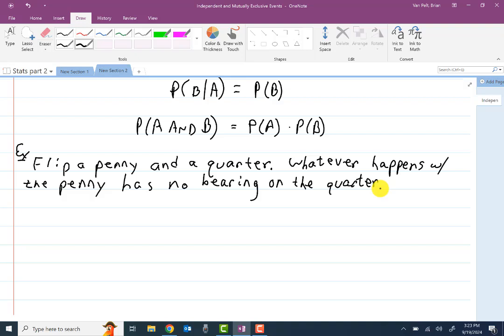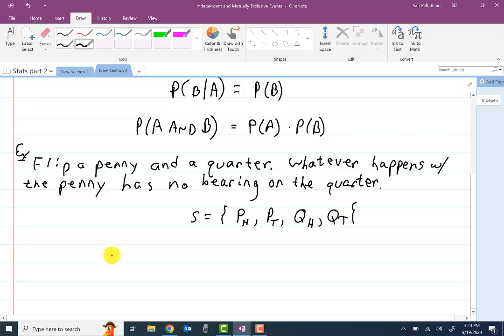Let me write down a sample space for this that I think might be useful here. So I'm going to do flipping a penny and a quarter. Here's what I'm going to do. I'm going to do a P. This will be the penny. PH will mean the penny came up heads. PT means the penny came up tails. And then we've got QH, and I'll do QT. So I have four different possible outcomes here.